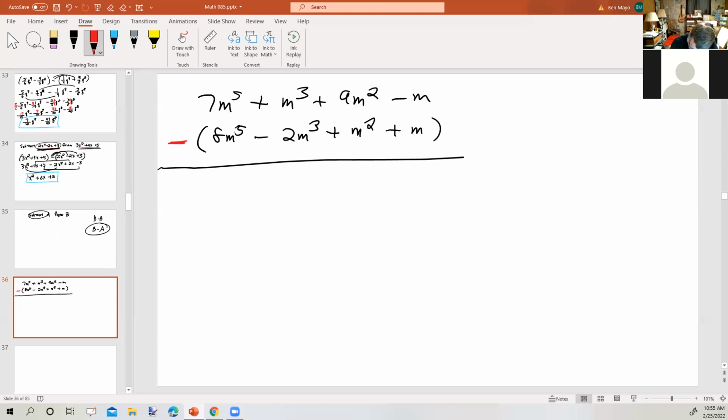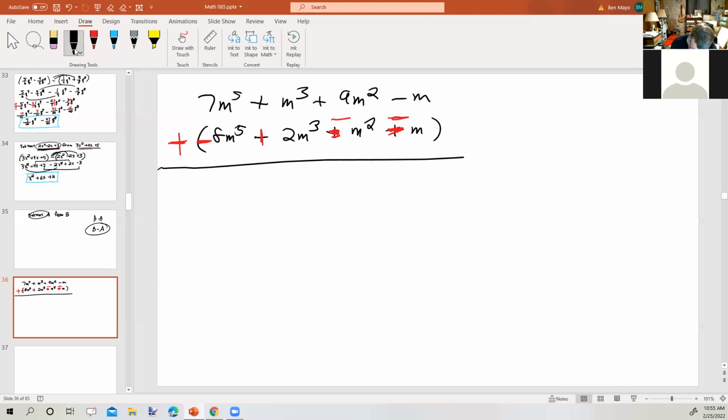But how we're going to do this is we're going to change subtraction to addition of the opposite. So that becomes a minus, a plus, a minus, and a minus. Now I'm adding two polynomials, so I can ignore the parentheses, right? I can drop the parentheses.